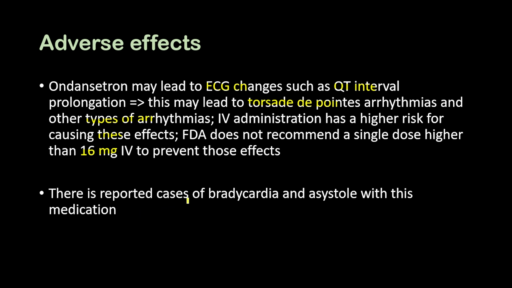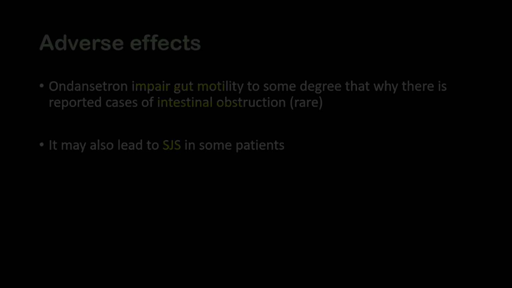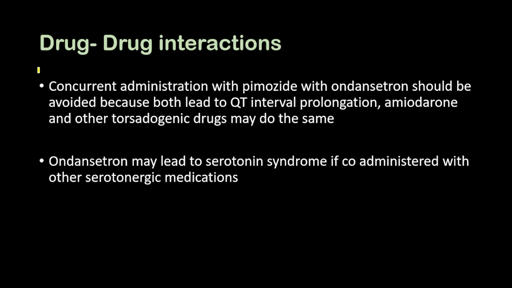And there are reported cases of bradycardia and asystole with this medication, and ondansetron impairs the gut motility to some degree. That is why there are reported cases of intestinal obstruction, and this is a rare adverse effect, and this medication may lead to severe allergic reactions such as Stevens-Johnson syndrome in some patients. Now let's move on to talk about the drug-to-drug interactions.